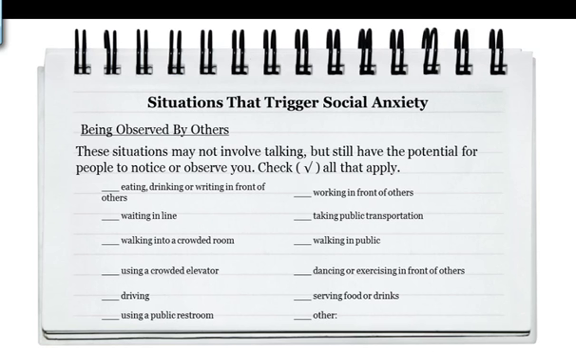So again, in the worksheet, check off all the common situations, if any, where your anxiety shows up. And it could be eating, drinking, or writing in front of others, waiting in line, walking into a crowded room, using a crowded elevator, driving, using a public restroom when other people are around, working in front of others, taking public transportation, walking in public, like walking down a crowded street, or walking in a shopping mall, dancing or exercising in front of others, maybe serving foods or drinks. And again, it could be something else, another situation that may not be listed here.